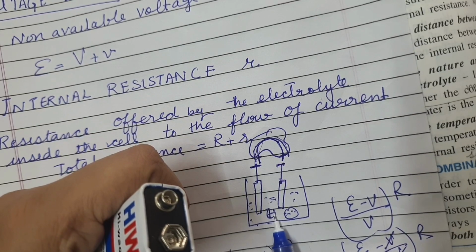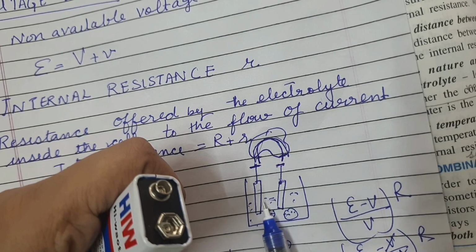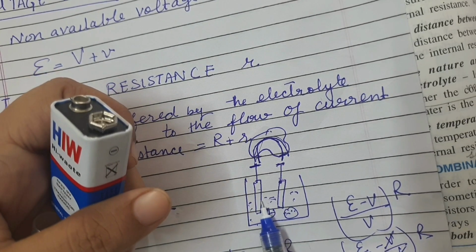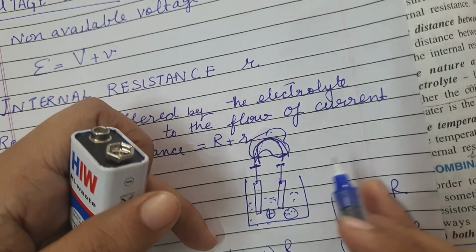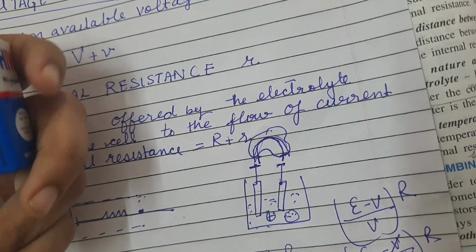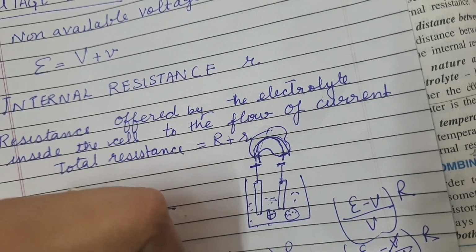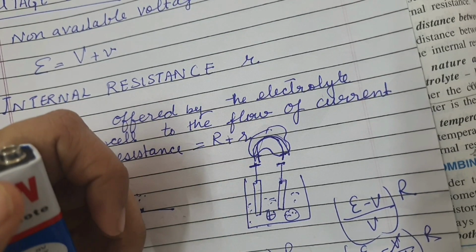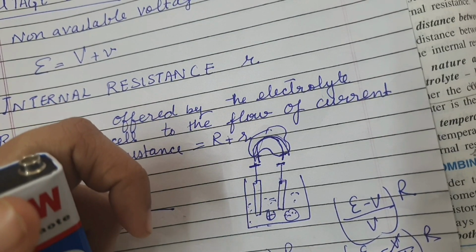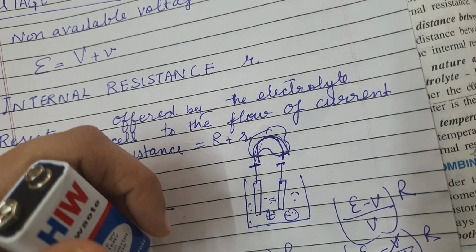So when these charges move, they are attracted to one particular electrode, like positive would be attracted to negative and negative would be attracted to positive. When they move, because of the electrolyte, their speed reduces, and when their speed reduces, they take more time to reach the particular electrode.